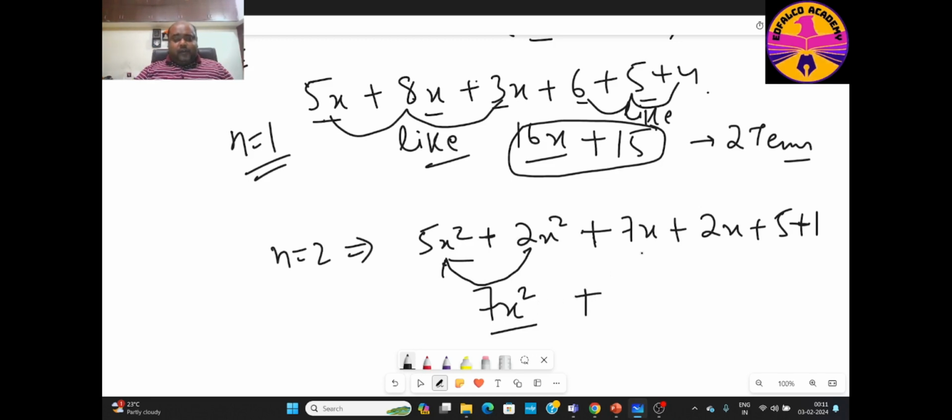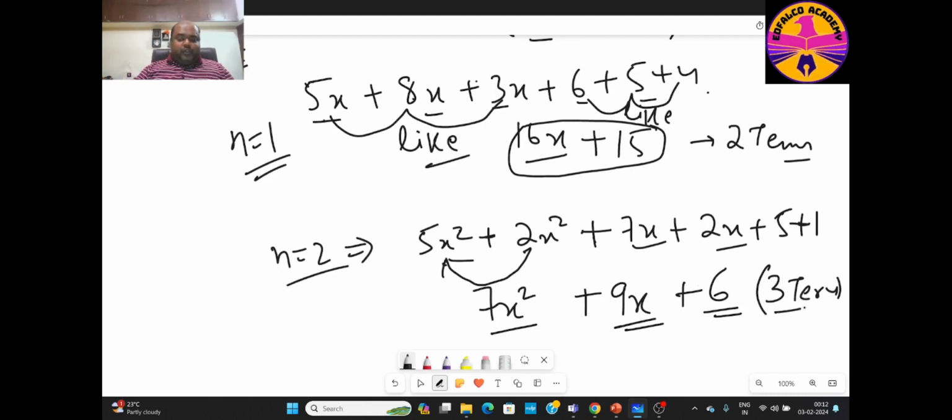Same way for power of 1, 7x, 2x, or even if you would have something else, like 2x or maybe 5x, all those would be like terms and will get added together. So 7 plus 2 in this case is nothing but 9x. So ultimately it converts to one term, right? And same way, the constant also has a power of x to the power 0. It will also convert to one single term because all of them will be like terms and can be added. So here 5 plus 1 can be added to give 6. Ultimately, you see you are reduced to 3 terms, right? So when the degree is 2, you are reducing to 3 terms.